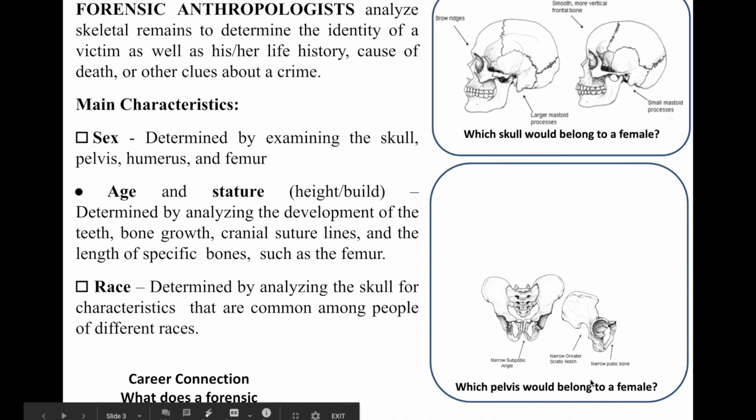The female would have wider hips, wider angles here, and the reason for that is because when a female gives birth to a baby, the head of that baby literally has to fit through this hole and out the woman's vagina. It can be very challenging for a woman as it is, let alone if they had a more narrow subpubic angle and a narrower pubic bone. So that is why women are considered to have wider pelvises.